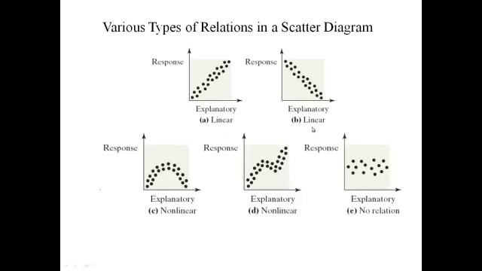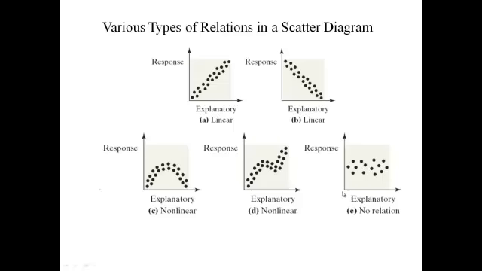And we see the same thing over here in graph B. As x increases, y tends to decrease in a roughly straight line linear pattern. So these two graphs are examples of what we call a linear association between variables x and y.